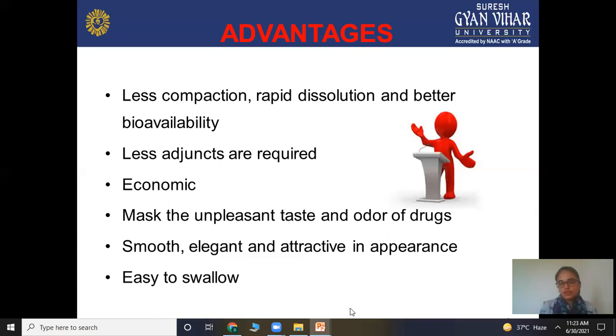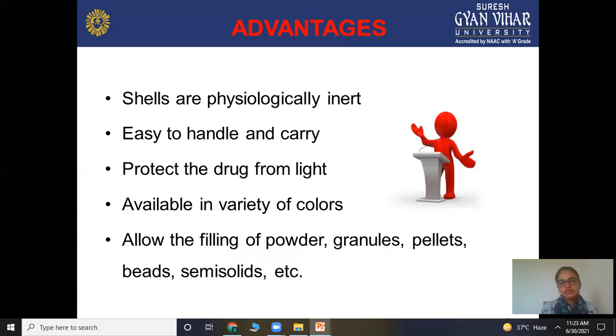Next is easy to swallow, means you can easily take this type of formulation or swallow it by the oral route. It won't show any problem or difficulty. So, easy to swallow. And in these advantages, next is shells are physiologically inert. Means these shells don't show any physiological, therapeutic or toxic effect. This is very safe when you take this shell or capsule. So this shell doesn't have any toxic effect, and no therapeutic or physiological effect is observed. It should be physiologically inert.